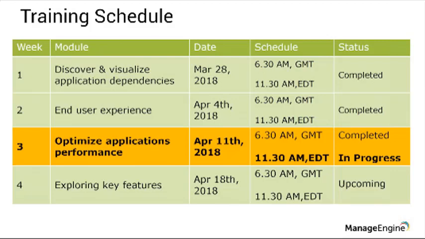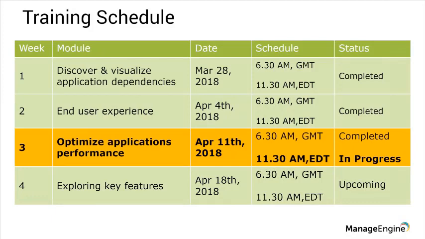So let us begin the webinar by first looking at the training schedule spread across the 4 weeks. Week 1 and week 2 have already been covered. Today we are here at week 3 to see just how Applications Manager can be used to optimize the performance of your application and servers from a DevOps perspective. And finally, on April 18th, week 4, we will explore certain key admin features that are necessary for IT personnel dealing in the application performance monitoring sphere.